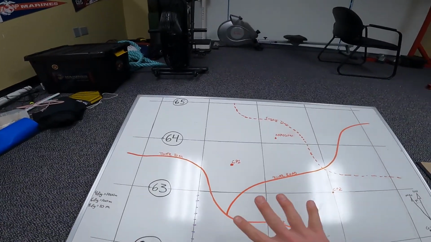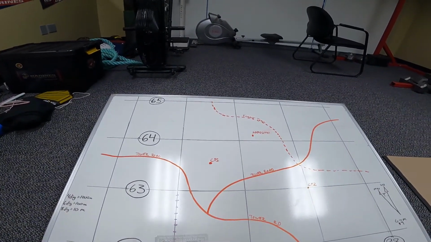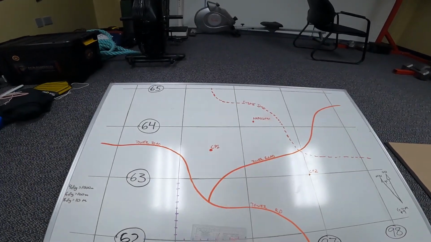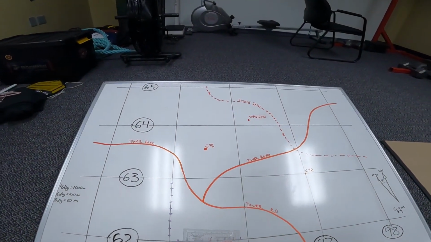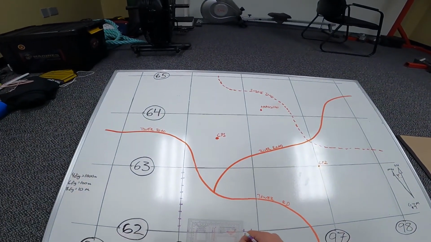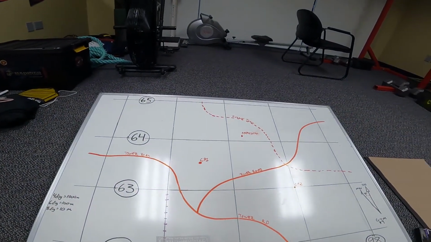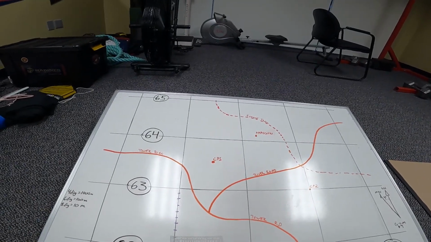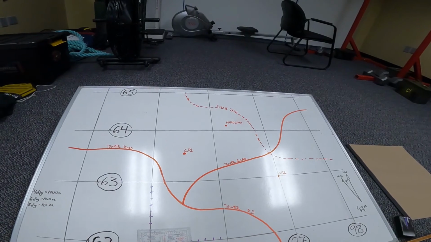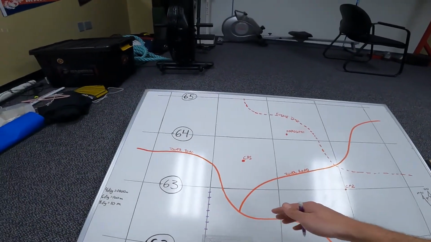Now, a 4-digit grid gives you a 1,000 meter square. It's not very good if you're trying to find something. A 6-digit grid gives you a 100 meter square, and an 8-digit grid gives you a 10 meter square. So eventually, when you're working your Sulis, you're going to be doing 8-digit grids, and that's what we're going to do here.